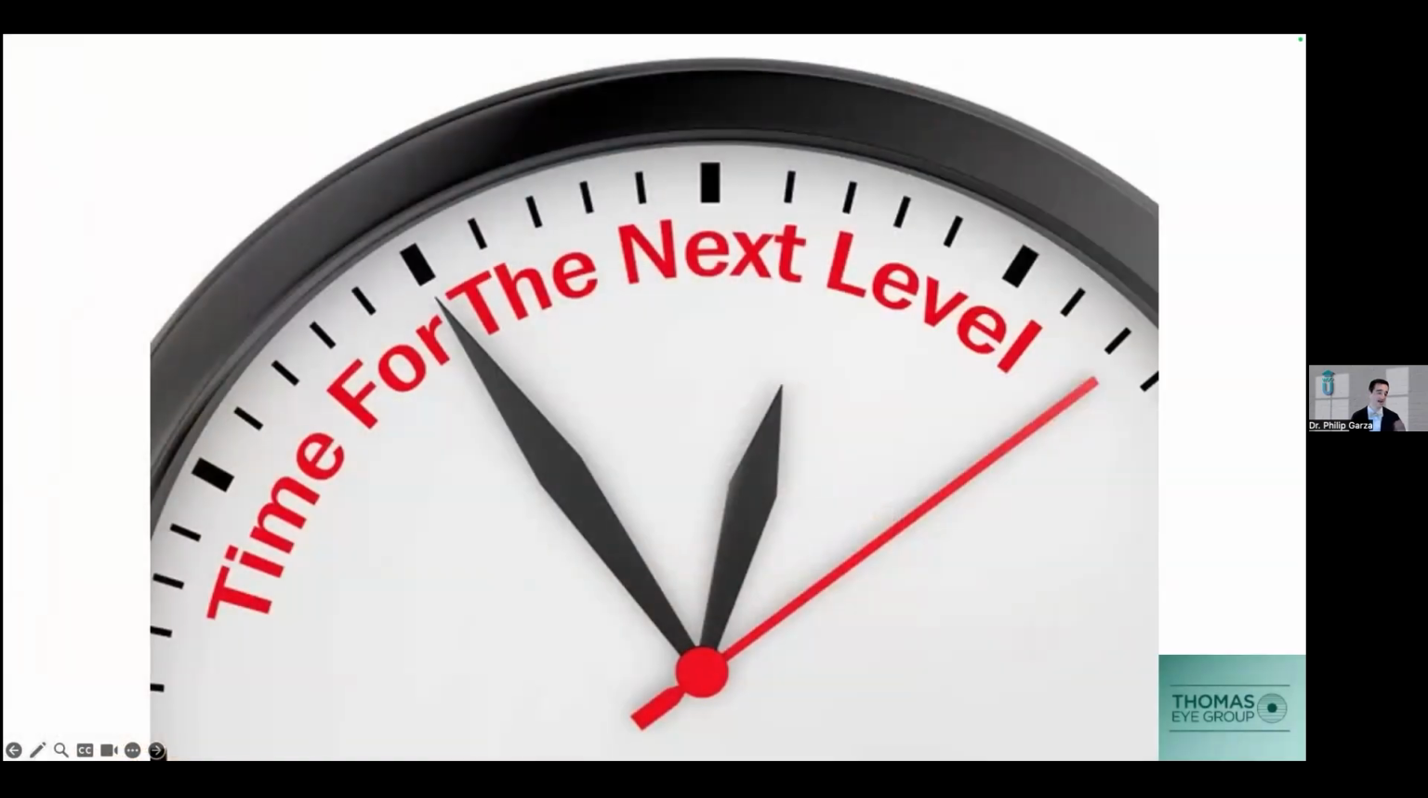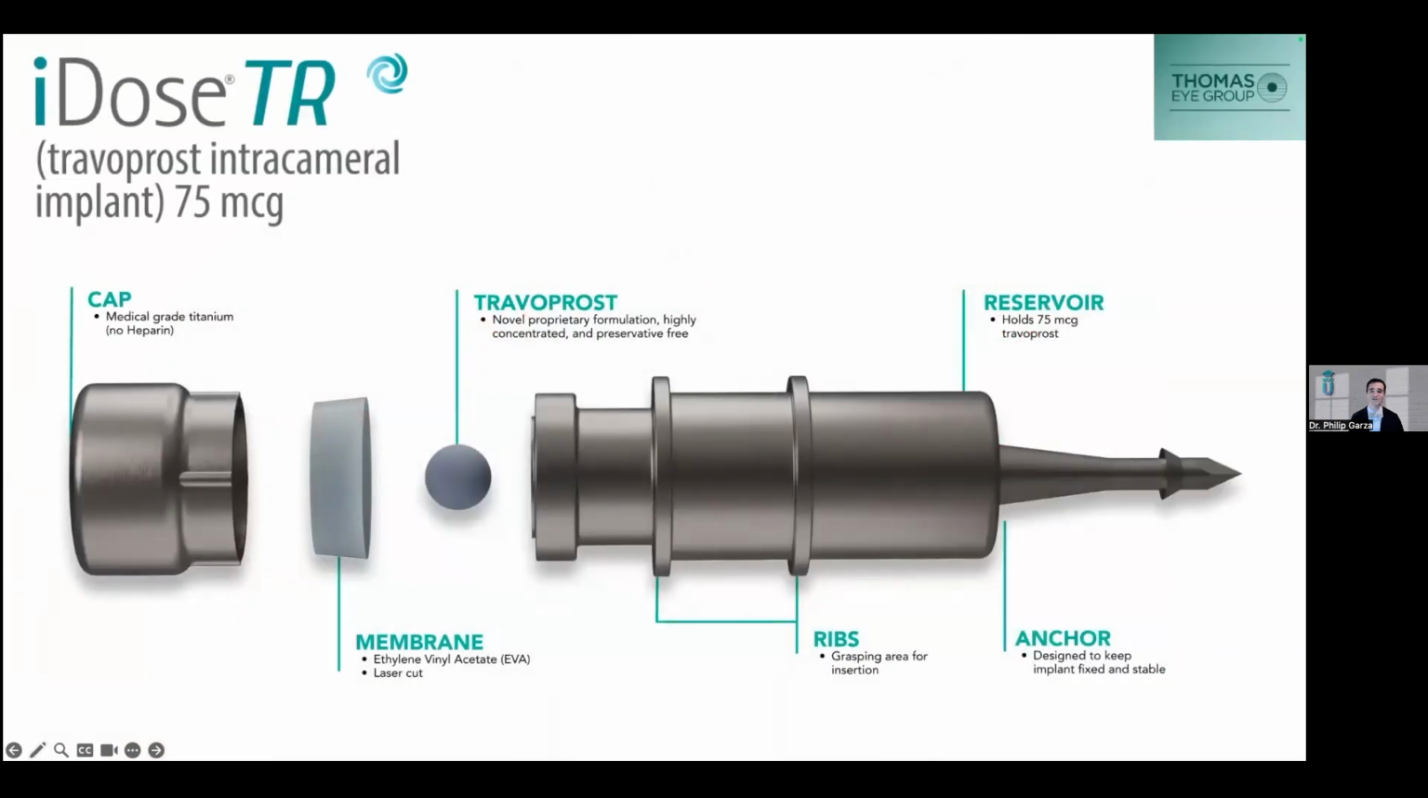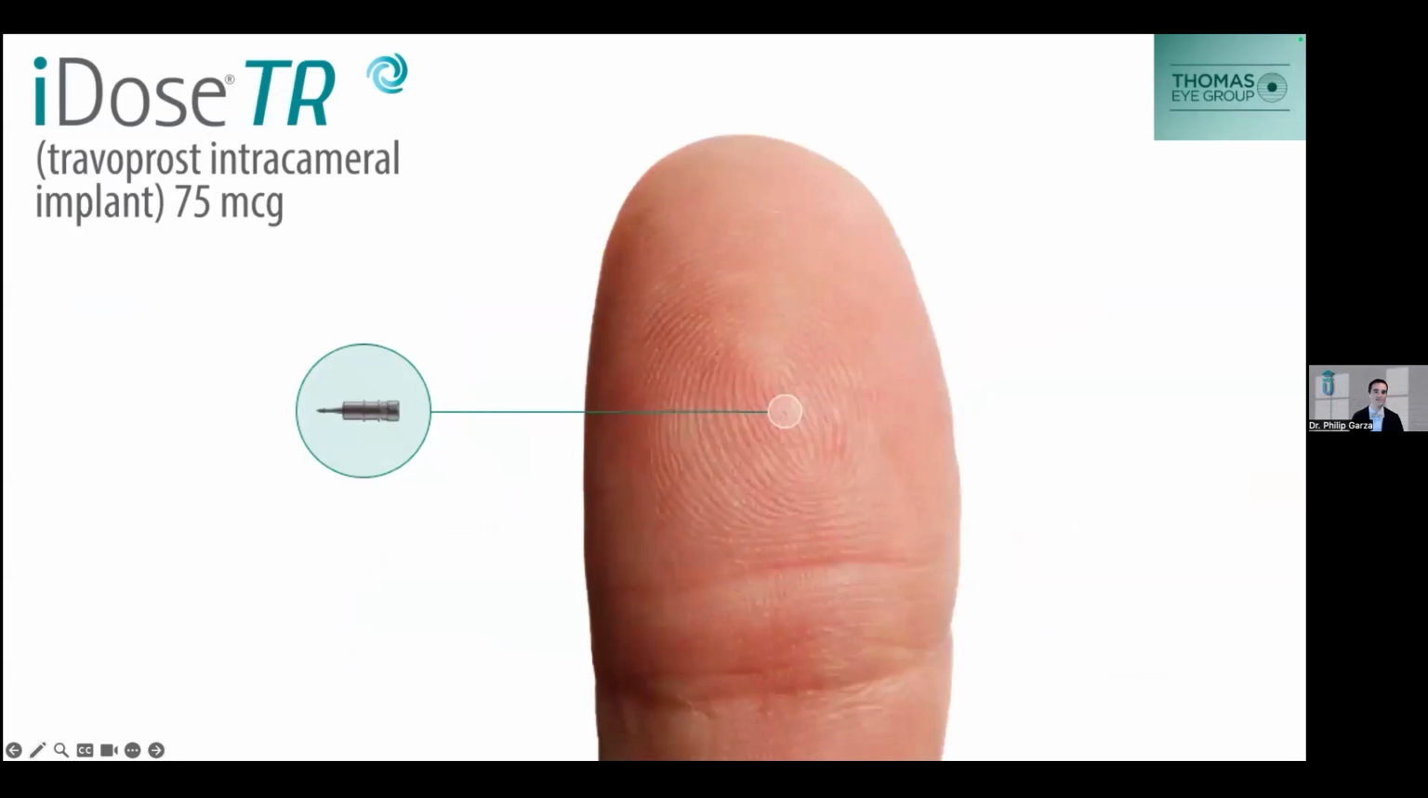It's sort of time to level up on sustained drug delivery, and I'll move on to talking about iDose TR, which is a surgically placed removable implant that does not free float in the AC. That is an advantage. Everything about this device was precision engineered from the ground up to provide a stable, predictable elution of preservative-free travoprost into the AC. And geez, you're looking at this beautiful image of the device. It looks so huge.